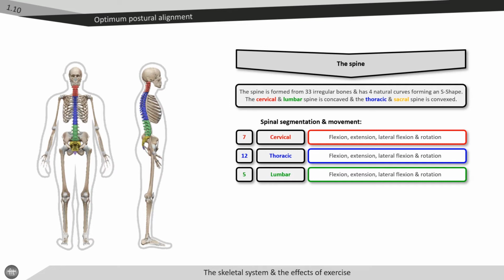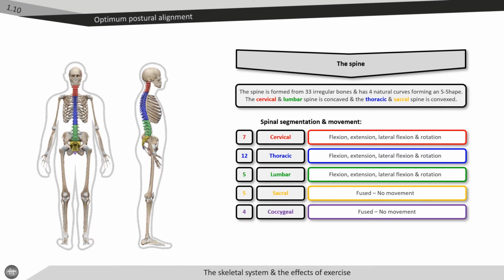The lumbar vertebral discs are the largest discs in the spine, as they are needed to absorb most of the shock from movement and the weight of the upper body. Finally, the sacrum has 5 vertebrae and the coccyx 4 vertebrae. However, they are all fused together in the separate sections, not allowing any movement to occur.